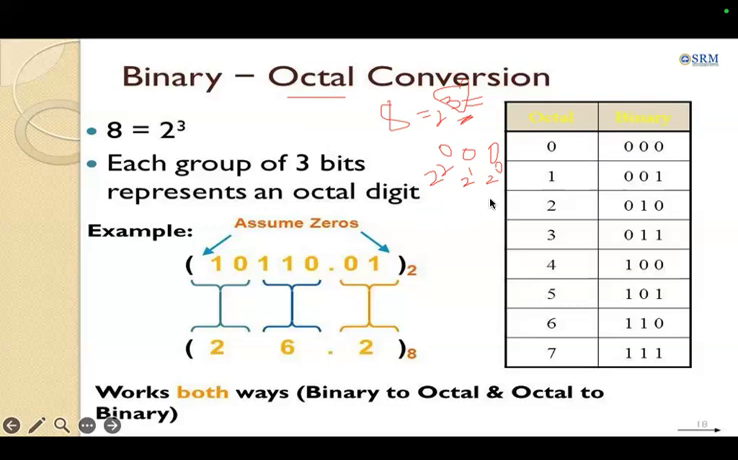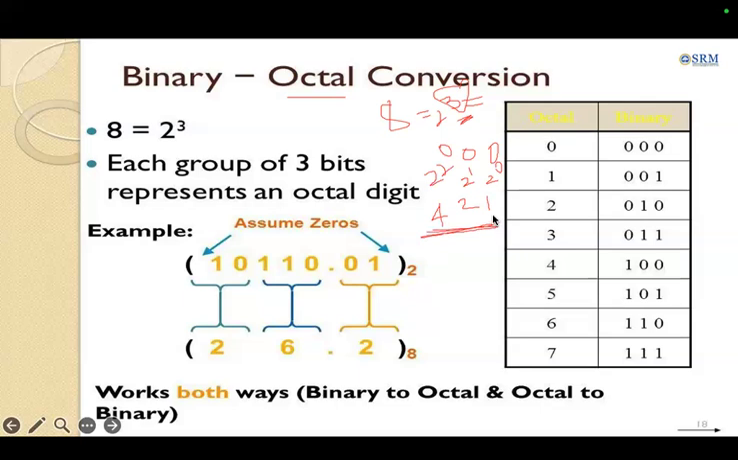0, 0, 1. 2 power 0 will be 1, so it's equivalent to 1. Similarly, 0, 1, 0 is the value 2. This position is as per octal, this position is what? 2 power 2. It's a 4. Its weightage is 4, 2, 1. So octal will follow the code weightage of 4 2 1 code format.